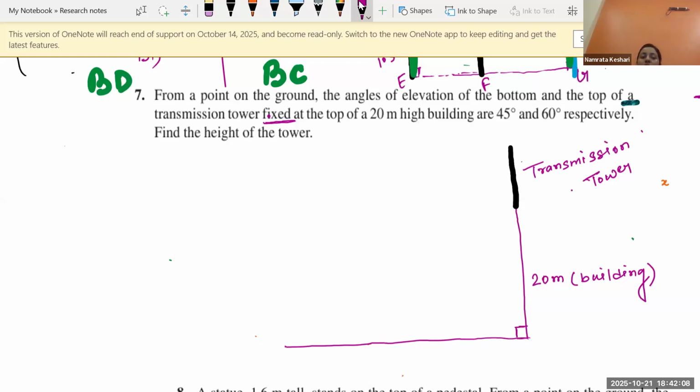Yes. Okay, now let's read from the beginning. From a point on the ground. So there is a point on the ground. Let's say this is the point, the black one. From a point on the ground, the angle of elevation of the bottom and the top of a transmission tower. Just focus on the transmission tower. This is the top of the transmission tower and this is the bottom of the transmission tower, right? Yes, ma'am.